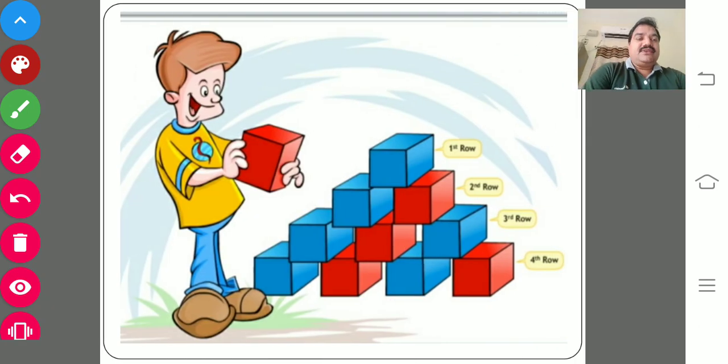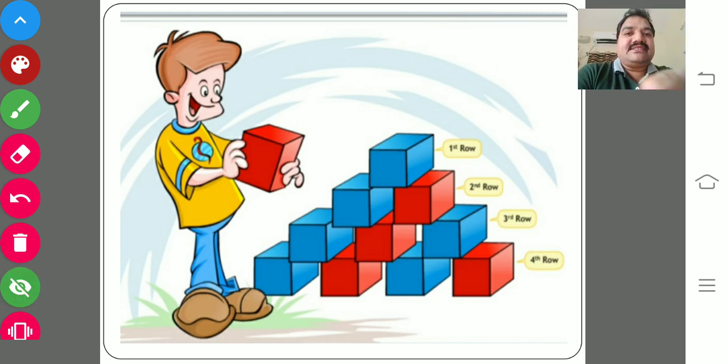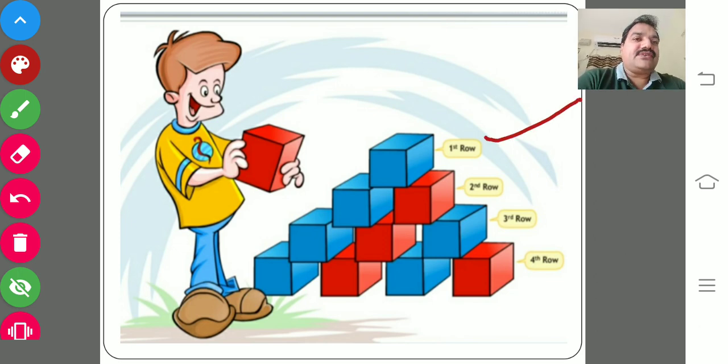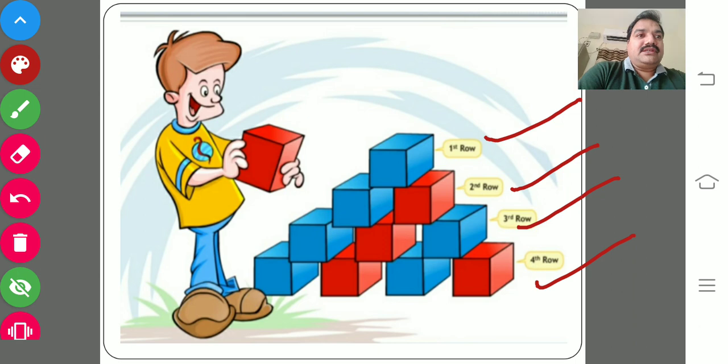Yes. So if you observe this slide, it is a small pyramid. In the first row you have one block, in the second row you have two blocks, in the third row you have three blocks, and in the fourth row you have four blocks. So now I would like to ask you one question. How many blocks are there in the third row? You can easily say 3 because it's a small pyramid.